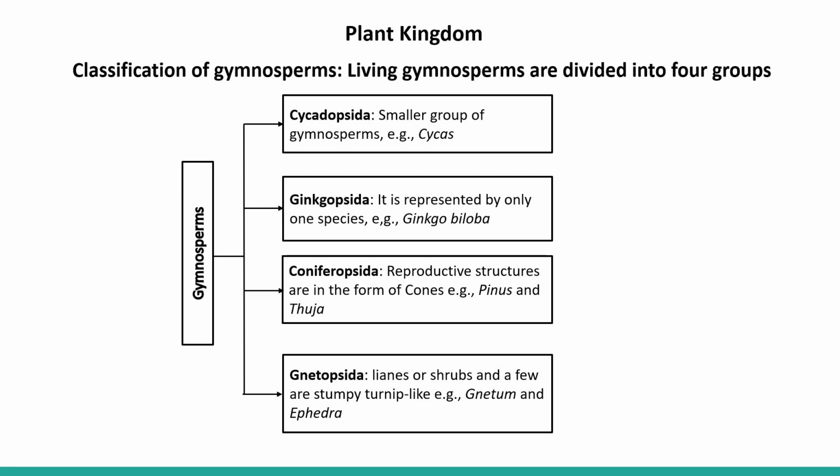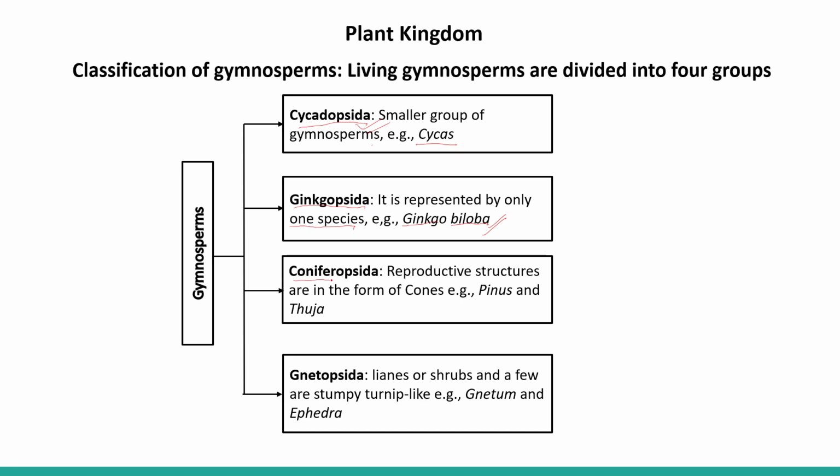If we classify the gymnosperms, living gymnosperms can be divided into four different groups, namely Cycadopsida. This contains smaller groups of gymnosperms. An example is Cycas. Next is Ginkgopsida, represented by only one species, that is Ginkgo biloba. Only one species is present in this particular class.